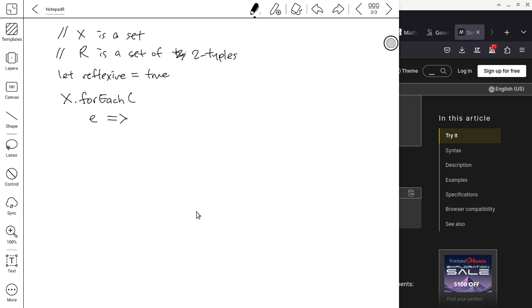This is a shorthand. So the function inside, I can just say reflexive. Oops, I cannot spell reflexive. Reflexive is reflexive and. It's an and because we have a universal quantifier, which means all of the conditions have to be true for every element of x. So that's why we have an and.